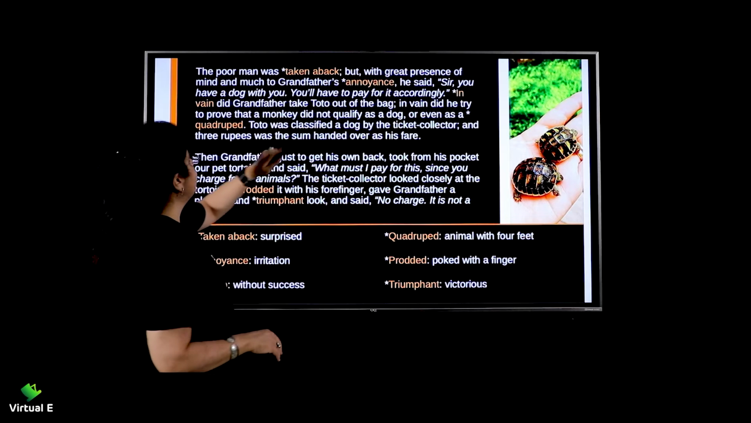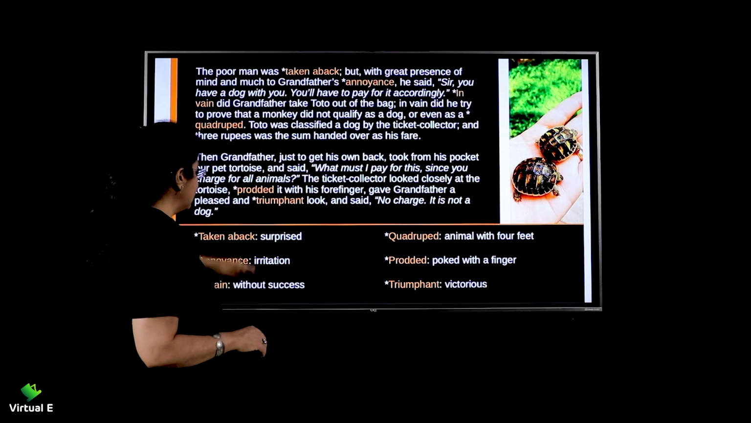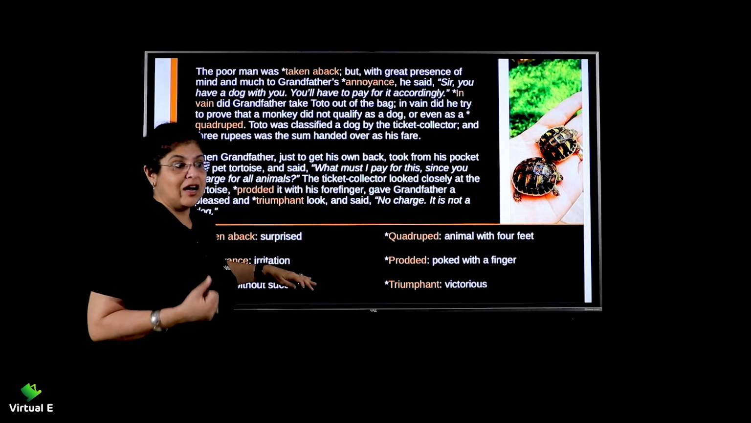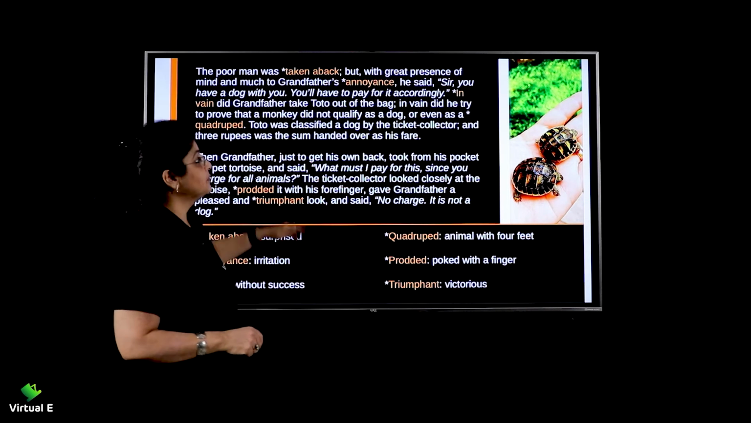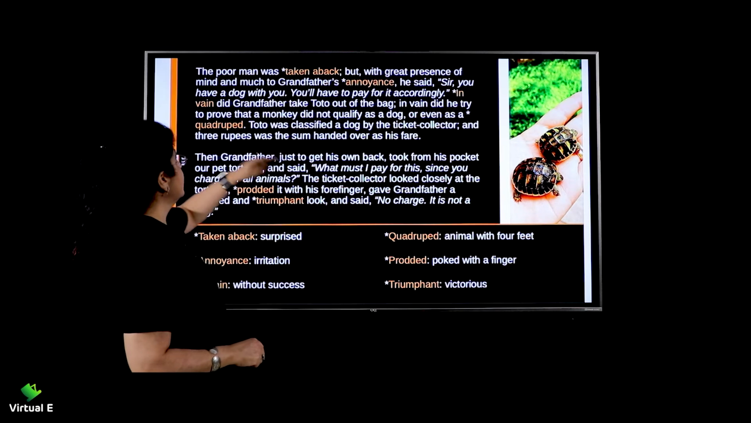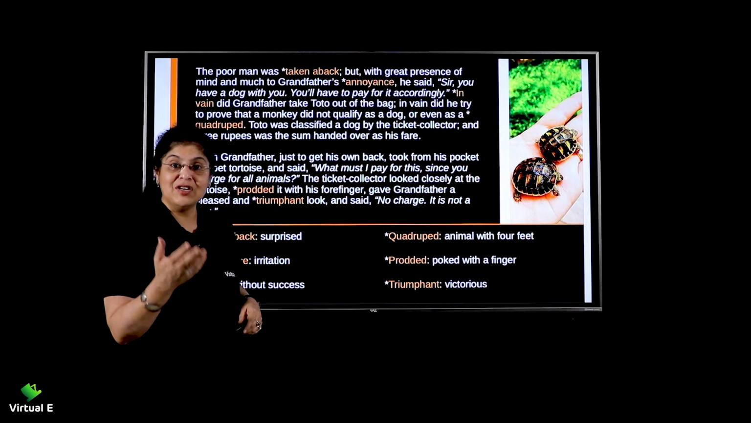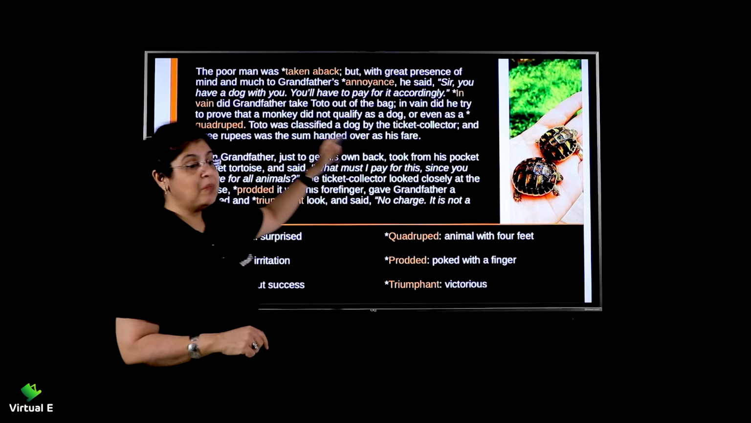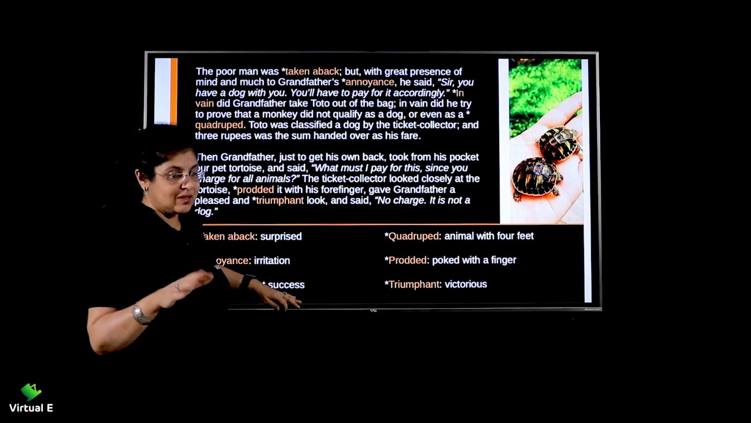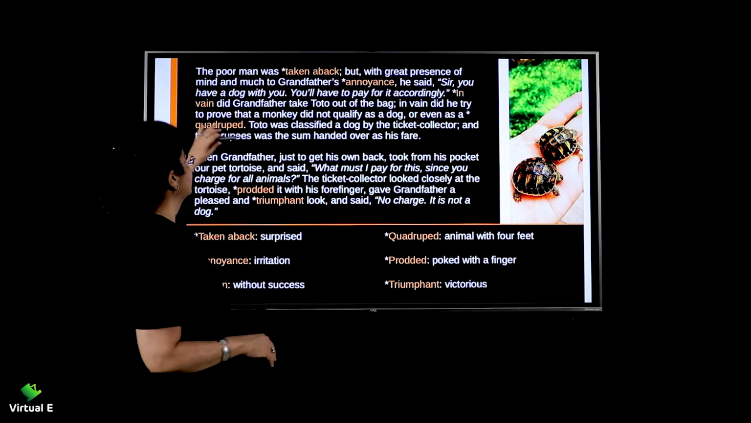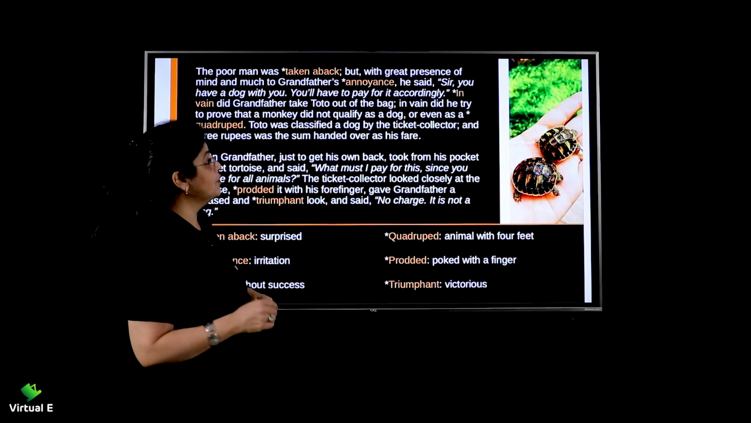But with great presence of mind and much to grandfather's annoyance. To grandfather's annoyance as in irritation. Now, grandfather got irritated because you're not supposed to carry animals like that in the train. He said, "Sir, you have a dog with you. You'll have to pay for it accordingly." In vain as in without success, he did not get success in doing that. Did grandfather take Toto out of the bag?